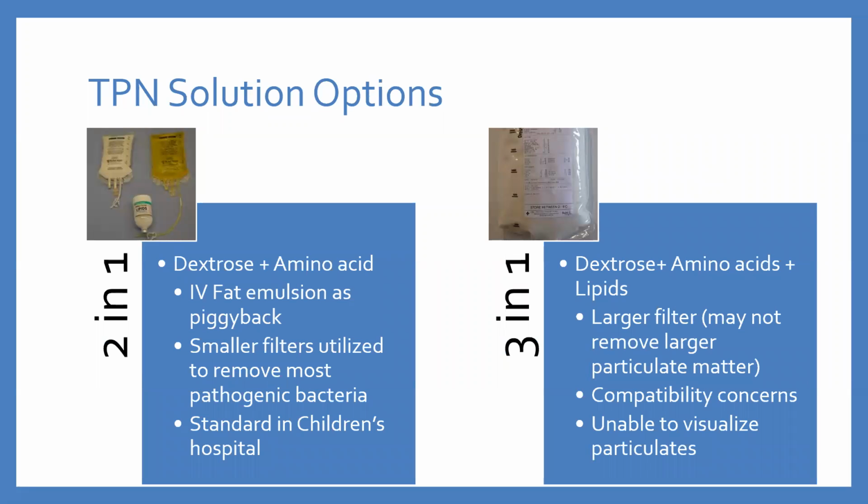When you look at the types of solutions that are available here in Children's Hospital, we use a 2-in-1. So basically that means that your dextrose and amino acids, your electrolytes, your vitamins and trace elements are in one bag, and your lipids are hung separately. Over in the adult hospital is where they use a 3-in-1, so everything's in one bag.